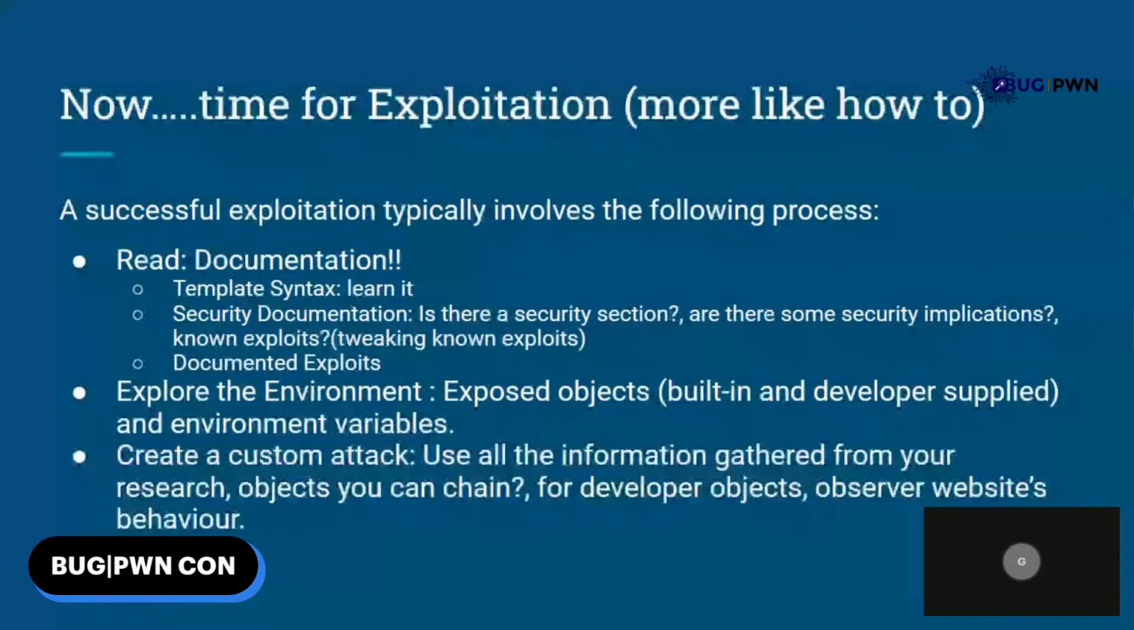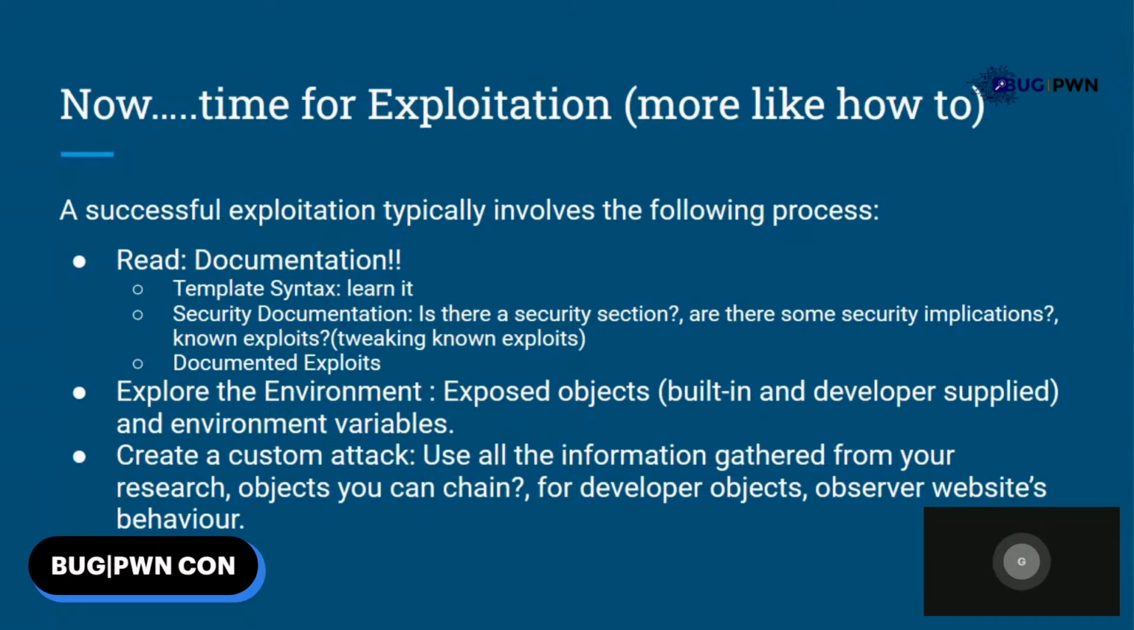Now the next one will be to explore the environment. I mentioned environmental variables before. Here we're going to explore the environment looking for exposed objects. These can either be built-in objects that come with the template engine, or they can be developer supplied, meaning created by the developer. We're going to look for these objects if they are exposed, and some of them can reveal sensitive information to us that can be invaluable during our exploitation.